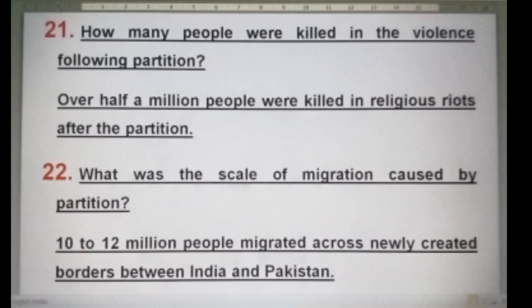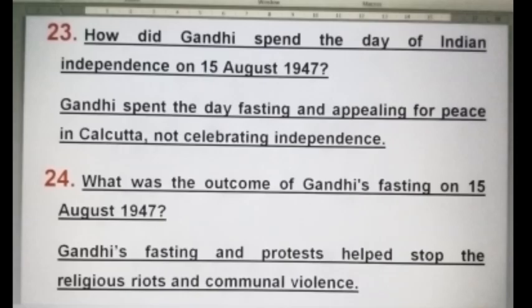How did Gandhi spend the day of Indian independence on 15th August 1947? Gandhi spent the day fasting and appealing for peace in Calcutta, not celebrating independence. What was the outcome of Gandhi's fasting on 15th August 1947? Gandhi's fasting and protests helped stop the religious riots and communal violence.